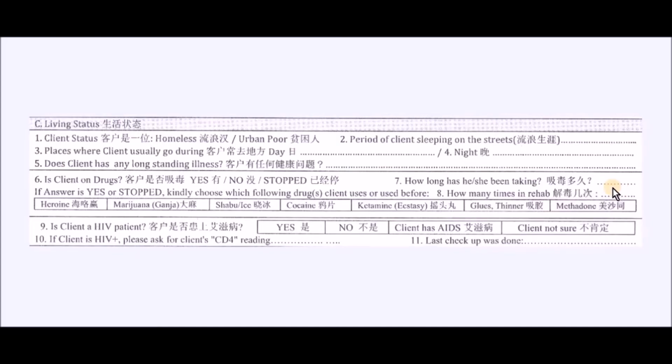Next, you also need to find out whether the client is an HIV patient. Please circle the appropriate statement provided to you in this list here. If the client is HIV positive, please ask for the client's CD4 reading and write it down here. You'll also need to write down the last checkup that was done on the client over here.